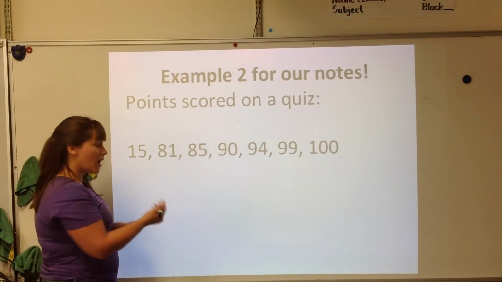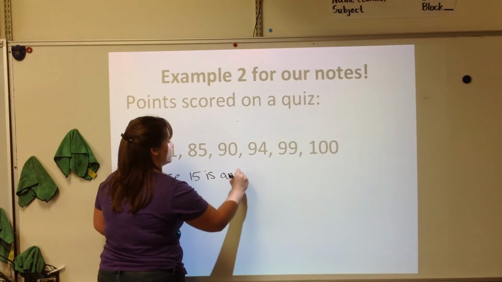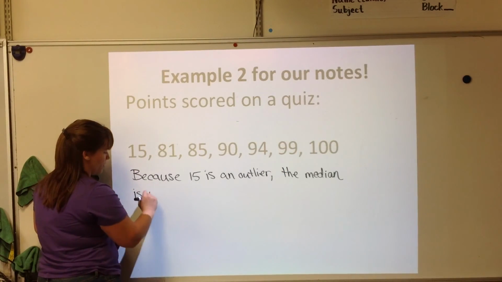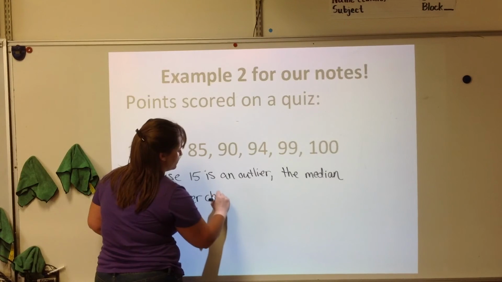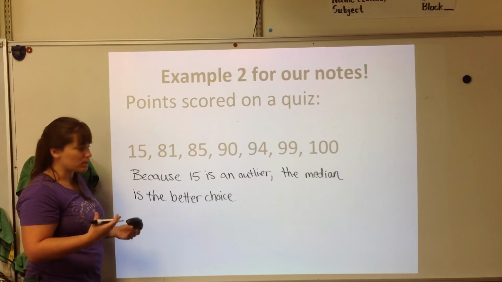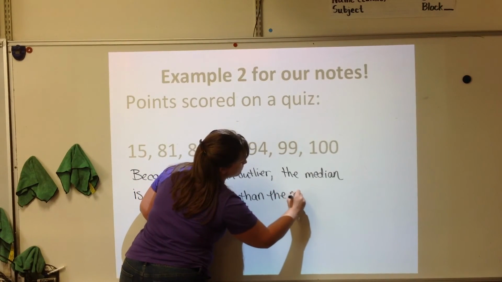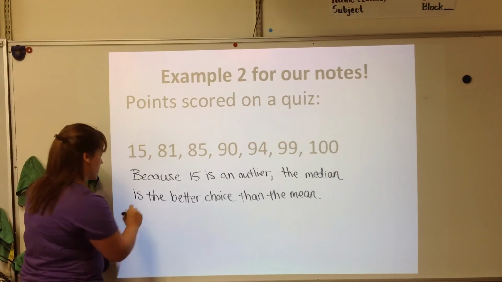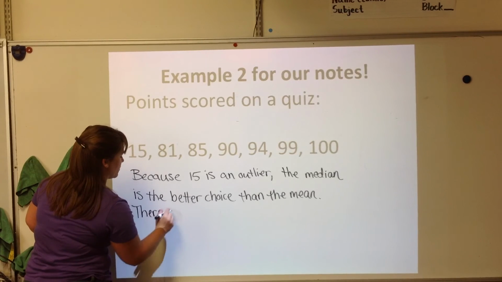The justification is that because 15 is an outlier, the median is the better choice if we were comparing between mean and median. So the better choice than mean. It is important to note that there is no mode, so I'm just going to end with that as my conclusion. There is no mode.